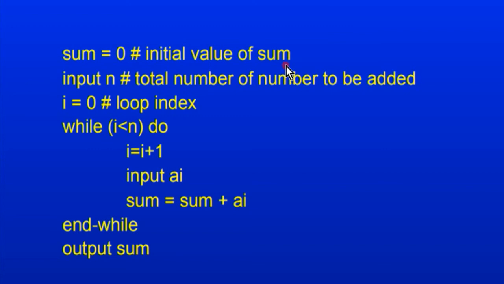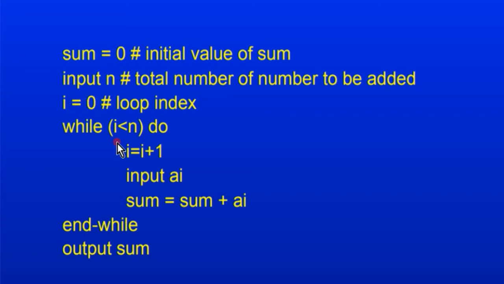Sum equal to 0, the initial value of sum. Input n, the total number of numbers to be added. If there are 10 numbers to be added, take n as 10; if 20 numbers, take n as 20. I equal to 0, to keep track of the numbers. It is called the loop index. While I is less than n, do the process.